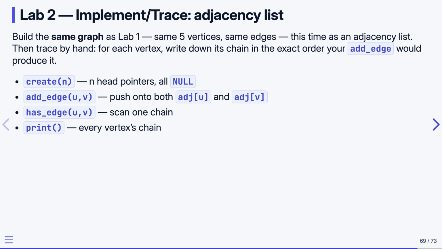One thing to watch while you trace. Because addEdge pushes onto the front, each chain comes out in the reverse of the order you inserted. Predict that order by hand, and then check it against the solution. Let's look at the solution. The full program is lab_list.c. The addEdge function does the same work twice, once for each endpoint.